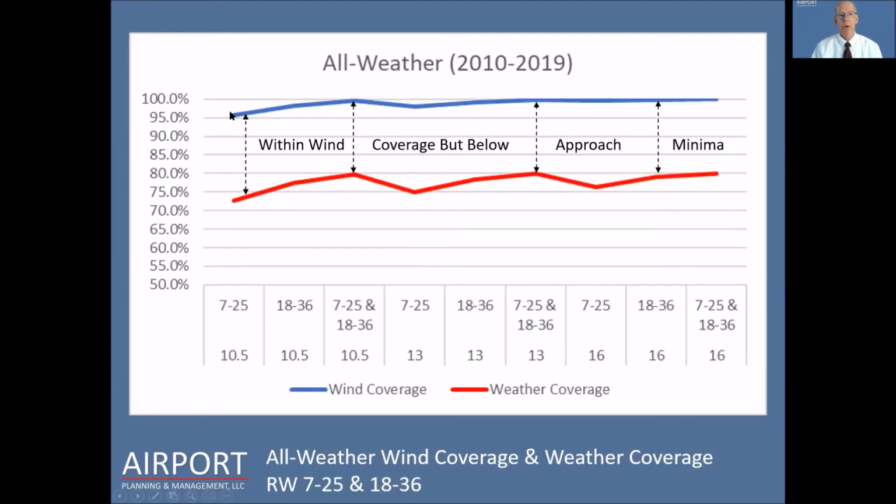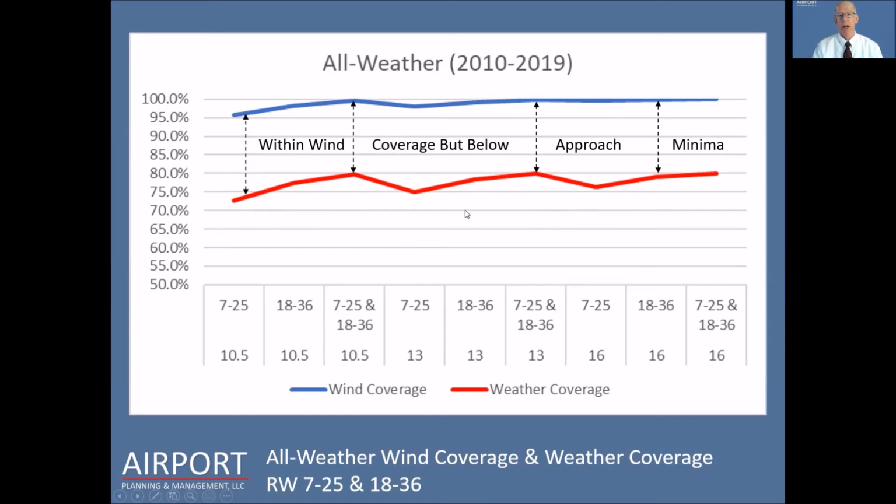This shows wind coverage in the blue line, wind coverage for the runways at this particular airport, 7-25, 18-36, 7-25, 18-36 combined for 10.5, 13 knot, 16 knot crosswind coverage. Appears to be pretty good, between 95 and somewhat less than 100% all-weather wind coverage.